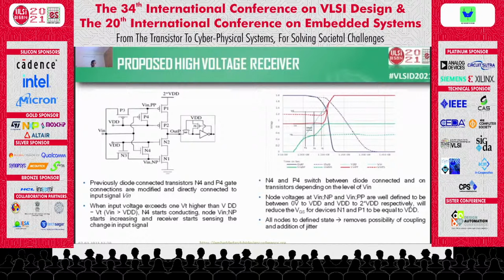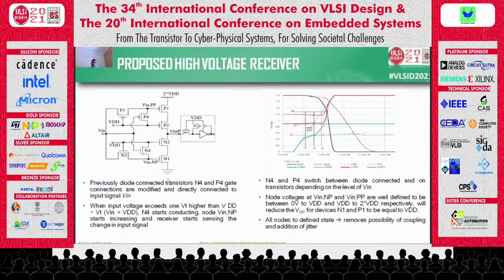In this case, when input voltage exceeds 1 VT higher than VDD minus VT, that is at VDD level, anything input crossing more than VDD, N4 starts conducting, and which will take the Vin NP higher and goes up to VDD. Similarly, when it is on the falling side, if Vin falls anywhere beyond VDD, P4 starts conducting and brings the Vin PP to VDD.